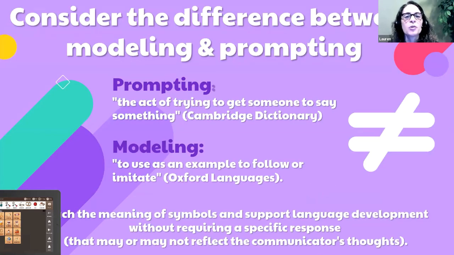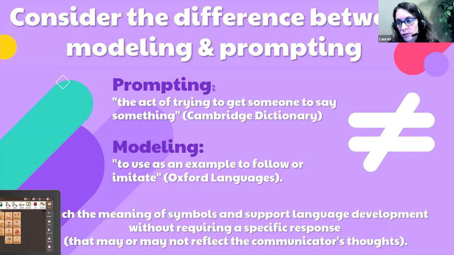Consider that there's a difference between modeling and prompting. This is big. Prompting is the act of trying to get someone to say something. If you think about it, that's not what communication is about. Communication is not about making sure that a person says what you want them to say. Communication is about making sure that an individual can express what is in their mind. It is in their thoughts. That is not necessarily what you want them to say.